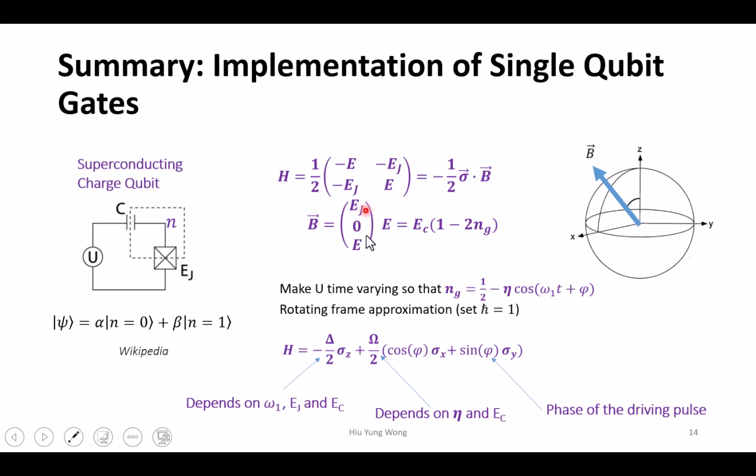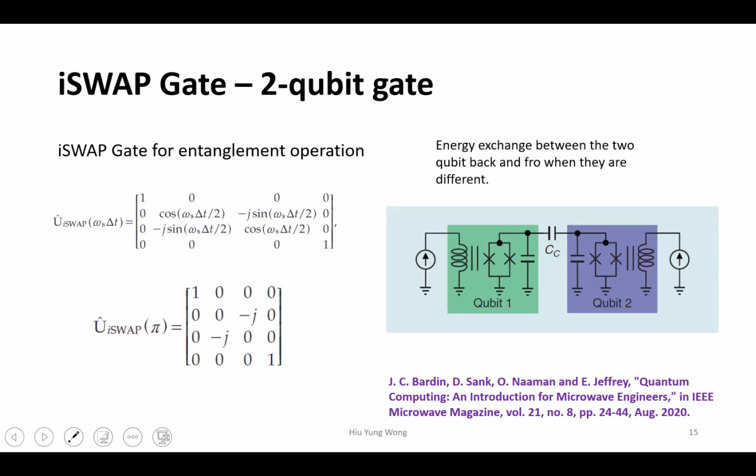Oh, no, it's right. EJ is on X. Yeah, EJ0J, right? And this E equal to this. And all you need to do is just make U so that you have this background charge changing by this. And then you have this one. Okay, so this is just a summary.